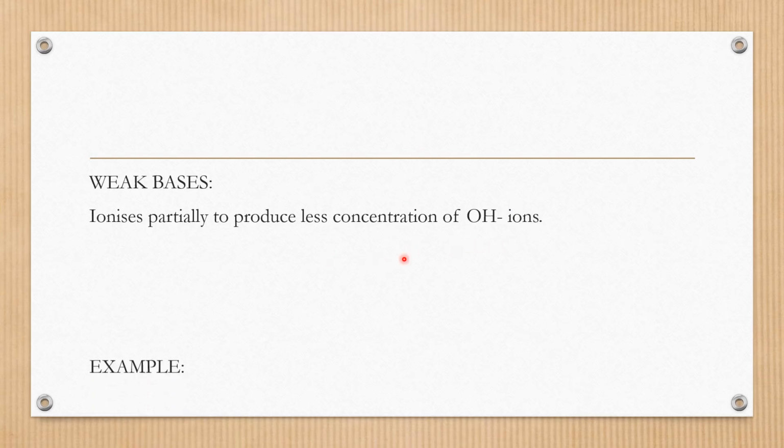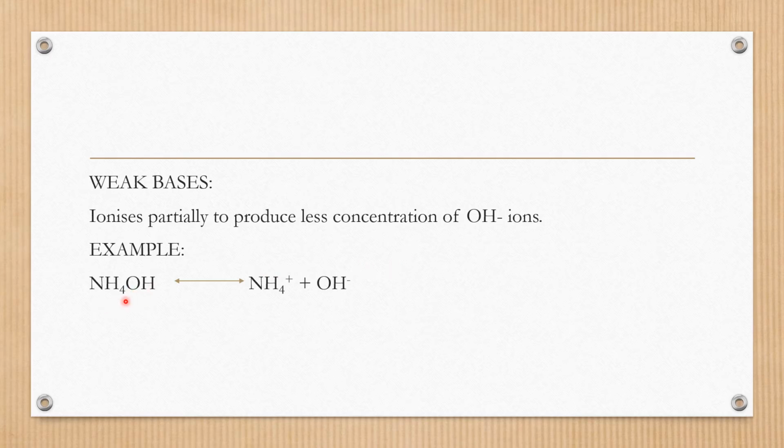Let's see the examples. The first example is ammonium hydroxide. Ammonium hydroxide dissociates into NH4 plus and OH minus ion, that is hydroxide ion. The concentration of hydroxide ion is low in ammonium hydroxide. The next one is calcium hydroxide. Calcium hydroxide dissociates into Ca2 plus and hydroxide ion. If you notice, these two are reversible in nature.